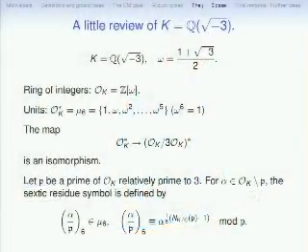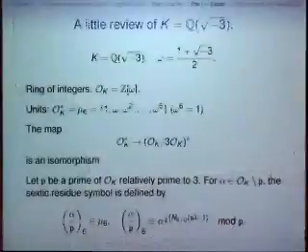All right, so the last case that I left out of the CM theorem was the case of the j equals 0 curve.